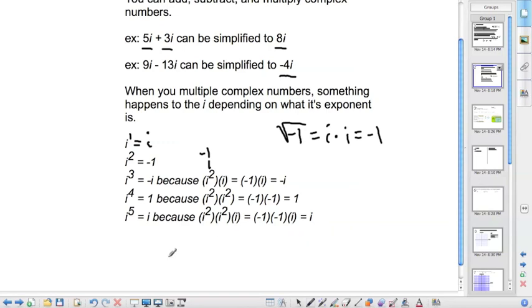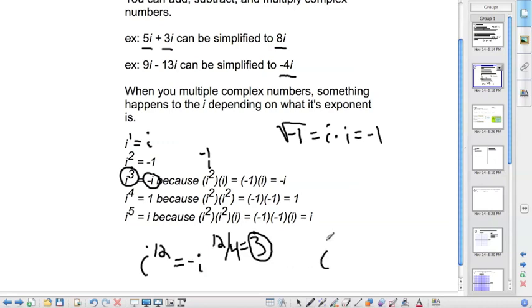Using this rule, you can now find what i to the 12th power is. To find out what i to the 12th power is without going through the pattern, just do 12 divided by 4, and you get 3. So you have to find out what i to the third is. i to the third is -i.